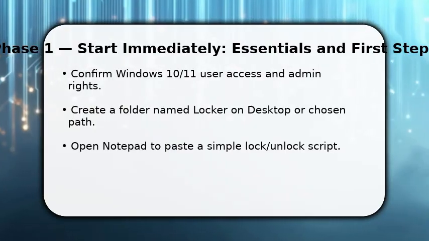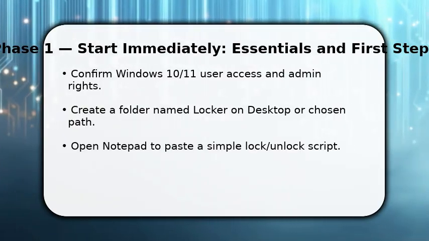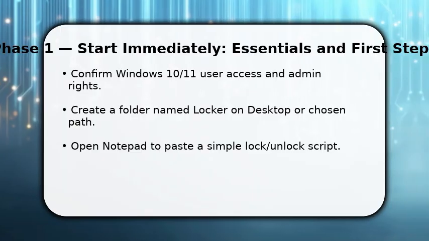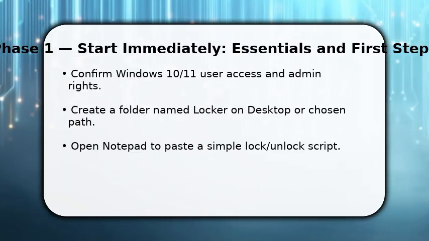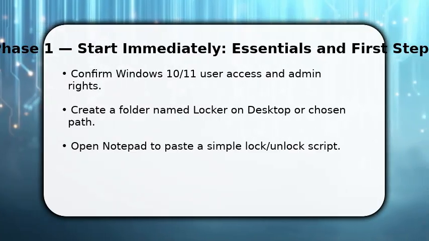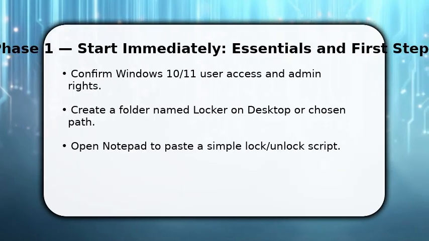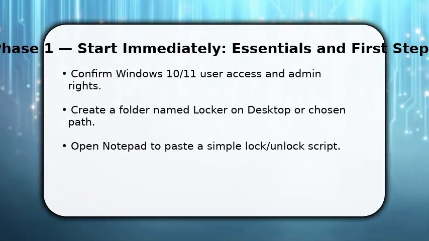You will begin by preparing the essentials. Pick a folder and open Notepad now. Create a folder named Locker where you want protected files because the script targets that exact name. Once done, copy a small batch script into Notepad that toggles folder visibility and renames it. This first step gets you into the action immediately.